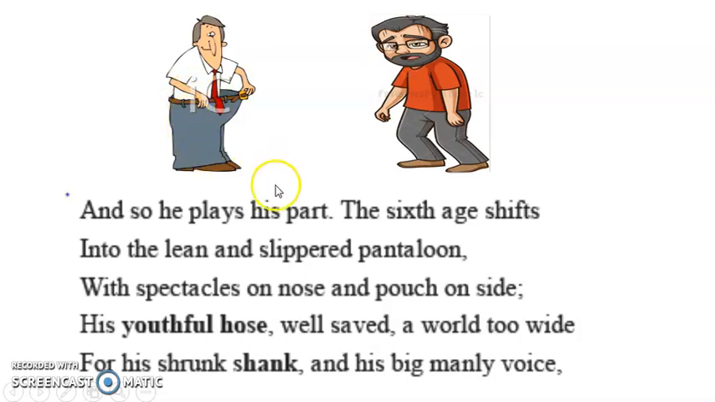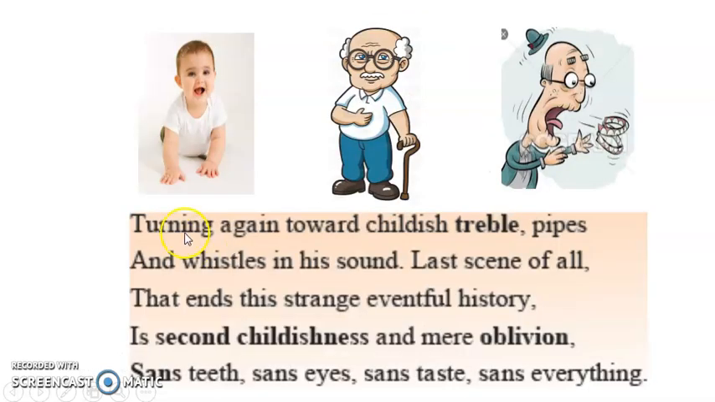And sank. Sank is legs. His legs have sank. It's not going to put on weight. The leg is going to lose weight. It will become thin. And what else? And his big manly voice turning again towards childish trembling. So see, when he reaches old age, he's losing weight, he's become thin, and he's turning again towards childish trembling. He's losing strength and pipes and whistles in his sound. When he's talking, his voice is not very clear and it's more like a child.